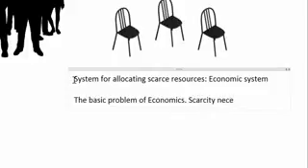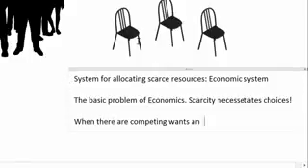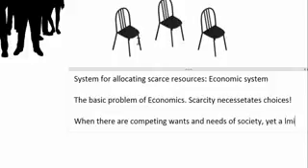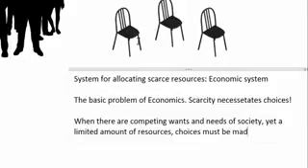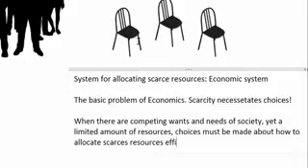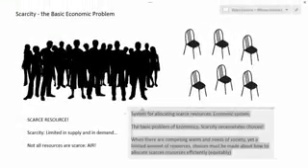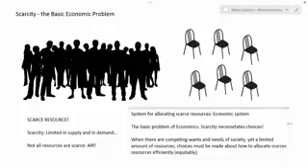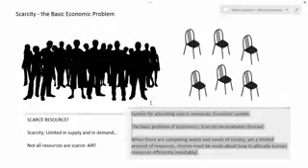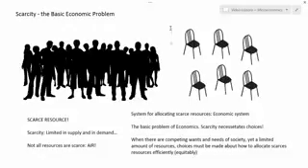Scarcity necessitates choices. What does this mean? It means that when there are competing wants and needs of society, yet a limited amount of resources, choices must be made about how to allocate scarce resources efficiently, and sometimes we might say equitably. The very problem of scarcity gives rise to the need for a system for allocating scarce resources between society's competing wants and needs. So what kind of systems of allocation do we have to choose from?